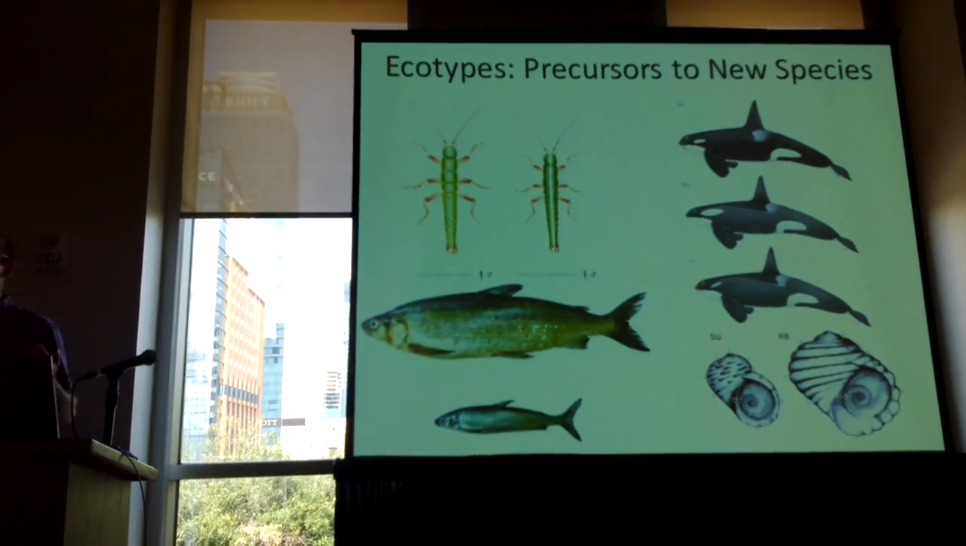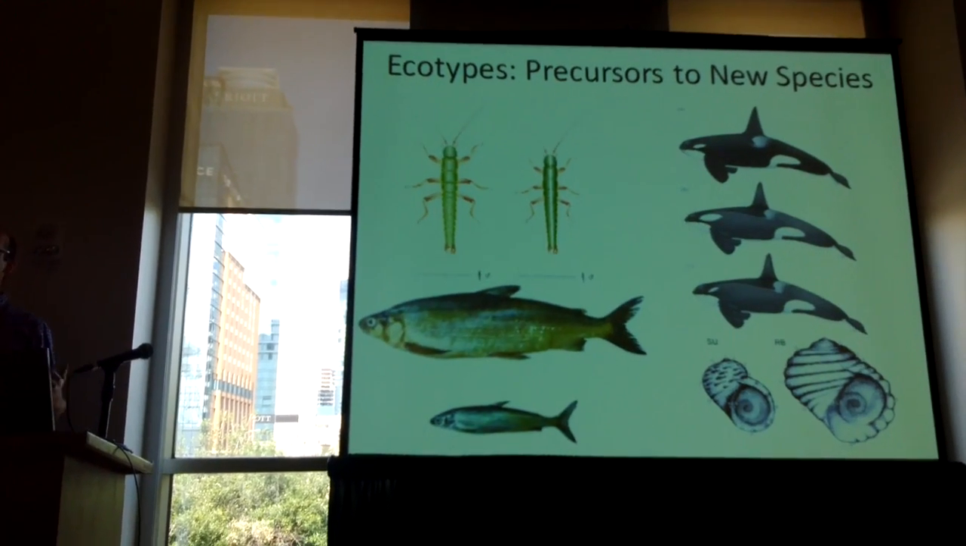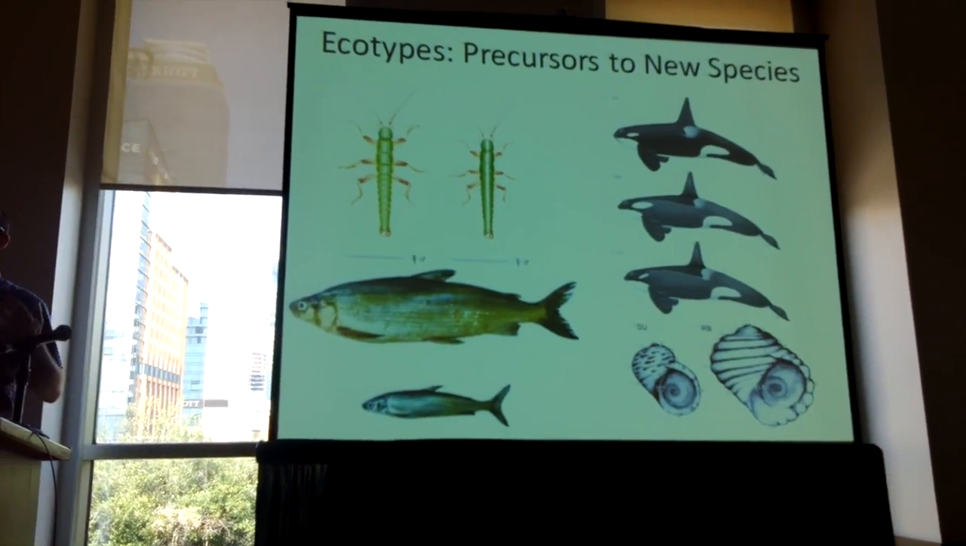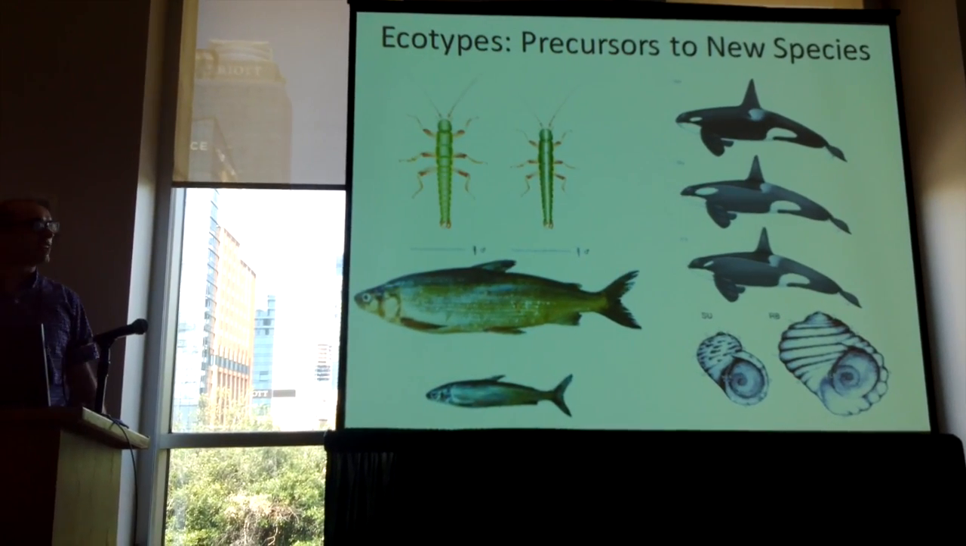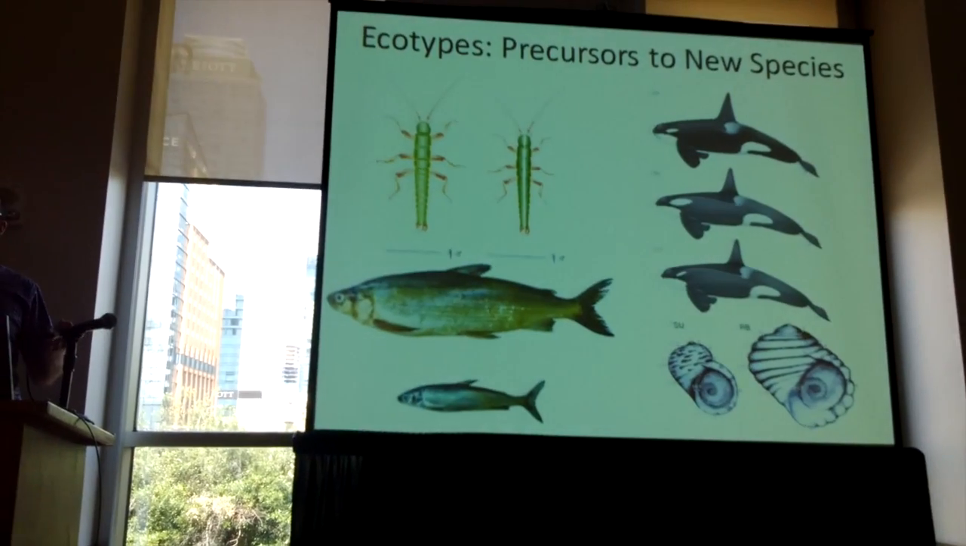So as some of the speakers have already talked about, ecotypes are very important stages in the process of speciation. They occur in all different types of organisms, and they represent early stages in that process. What a lot of people don't know is where the term ecotype comes from.